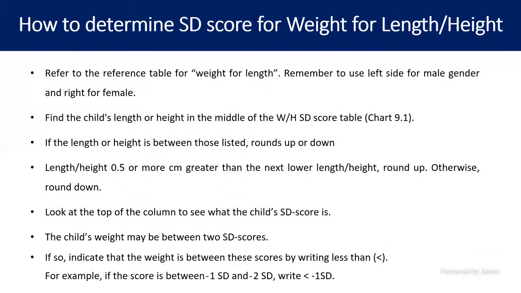So what you have to do is refer to the chart for weight for height and length of the child. You have to see for the standard deviation score where the child is lying. The child may be lying less than 2 standard deviation, or less than 1 standard deviation. If the child is between these scores, that is coming less than -1 standard deviation. Okay.